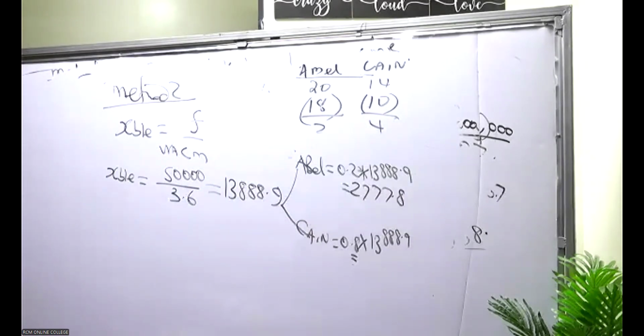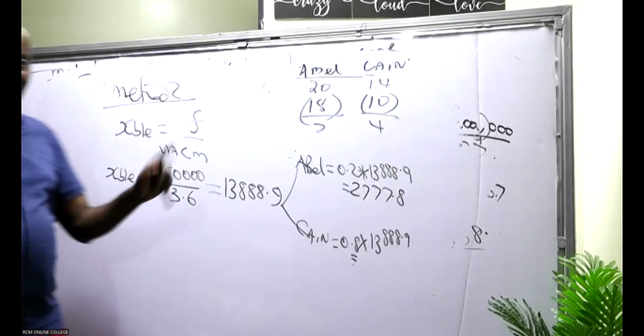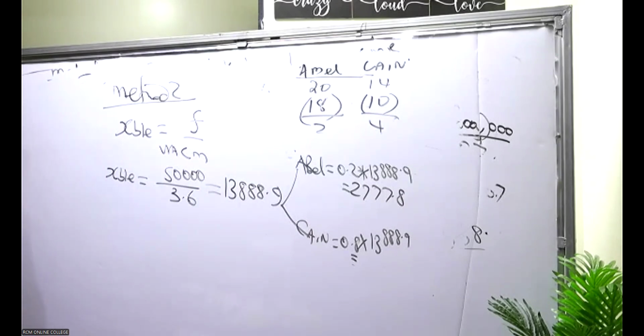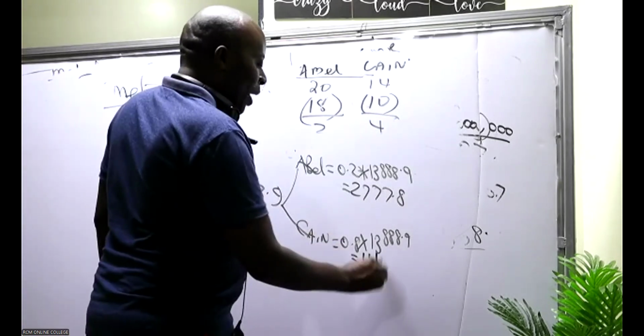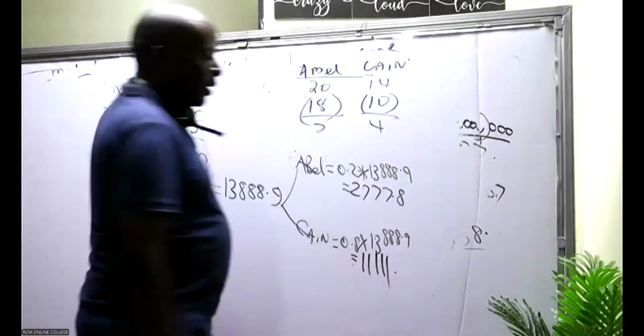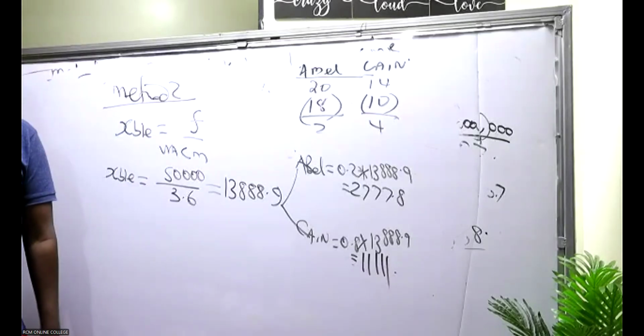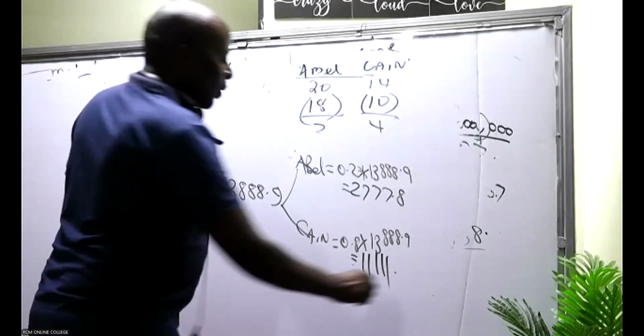I hope you know where I got the 0.2 and 0.8 from. These are the weights in our sales mix. So according to Sylvia, we have 11.11 something, 0.111 something.